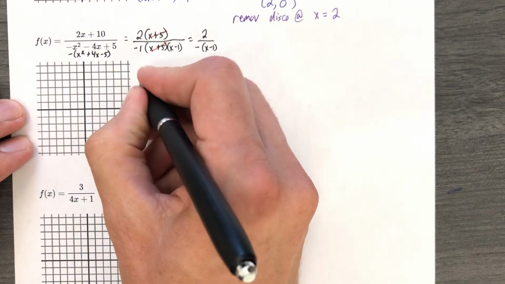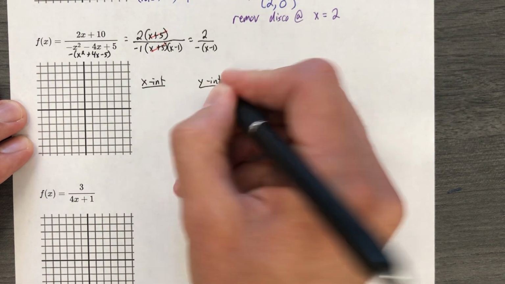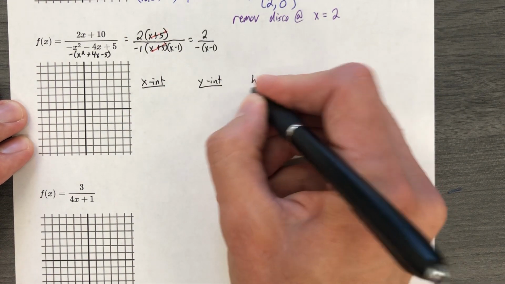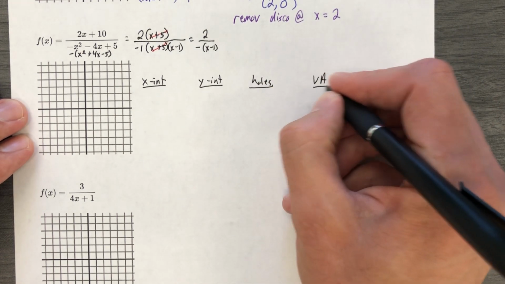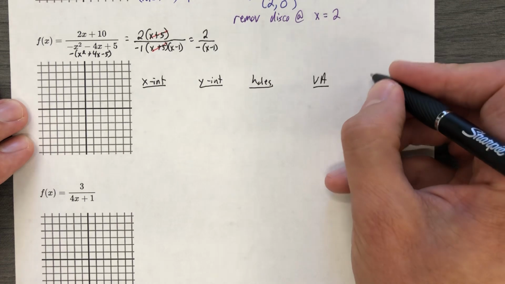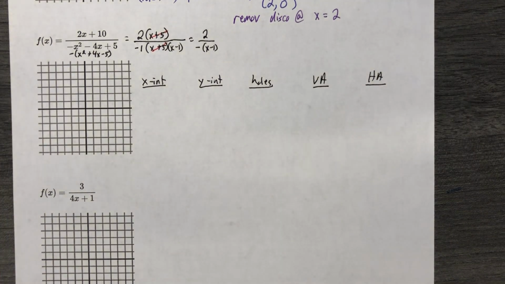But we have an x-intercept, maybe. A y-intercept, definitely. Holes, no, not holes, plural, hole, singular. Hole because we canceled a factor out. Vertical asymptote, horizontal asymptote. Let's keep driving. Take your fast car and keep on driving.